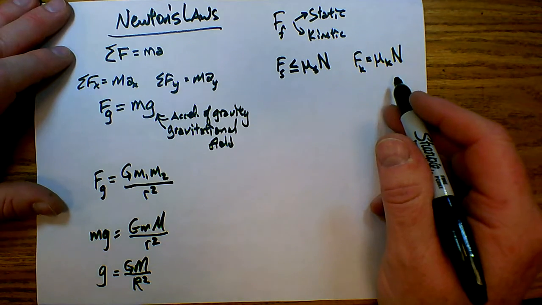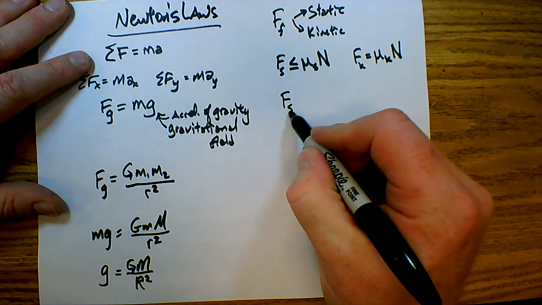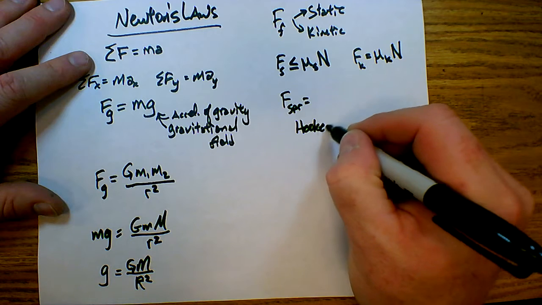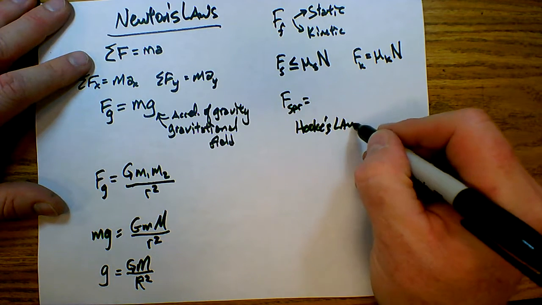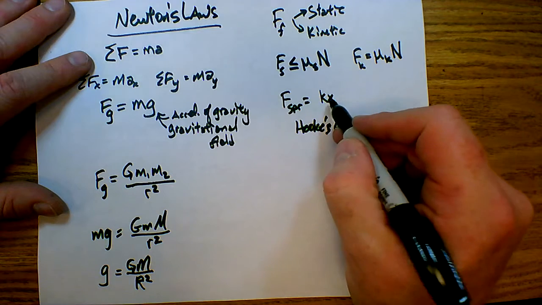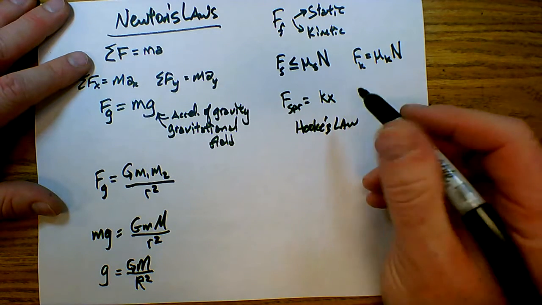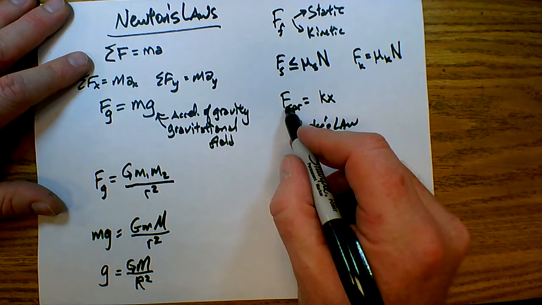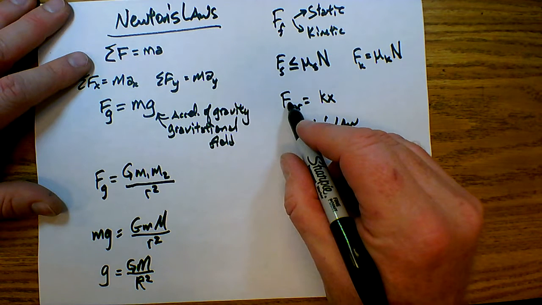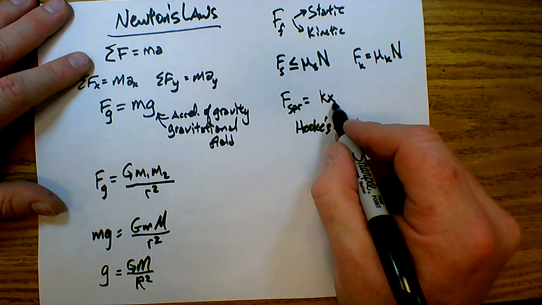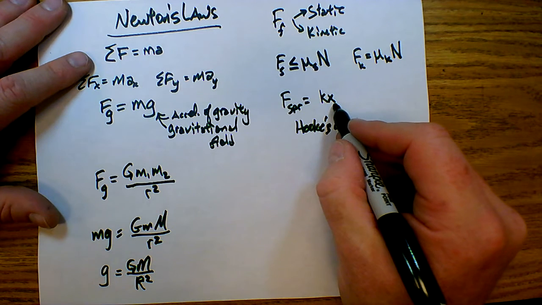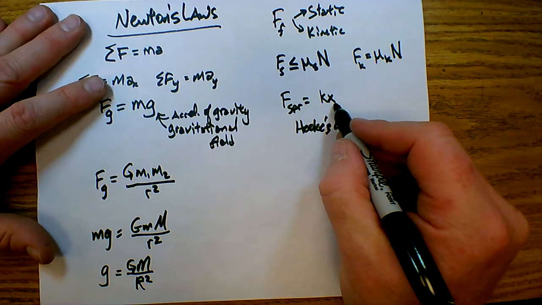So that's friction. We also have the spring force equation, also known as Hooke's law, which says that the spring force is equal to kx. Now that's the magnitude of the force. In vector form, if we look at the vector of the spring force, it will equal negative kx, because the spring force is always opposite the direction of the displacement of the spring. So in vector form, it looks like spring force equals negative kx.